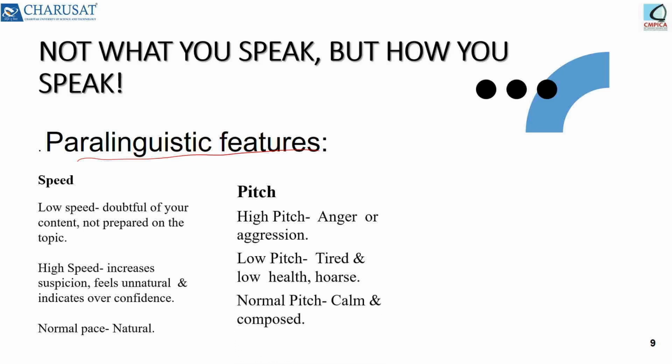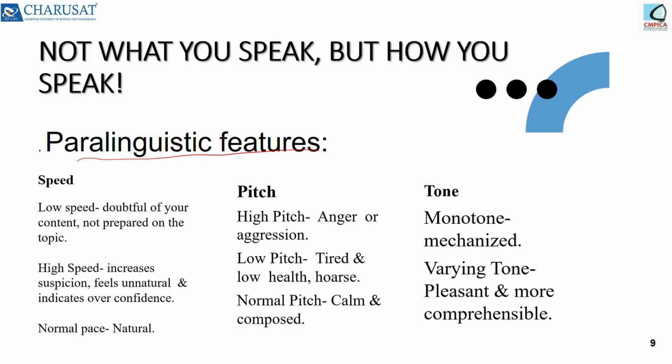And then again, there is a normal pitch, which is very calm and composed. So neither speak very loudly nor speak very swiftly, right? But speak at the natural pitch that you possess. Then comes the tone, monotone and varying tone, right? Monotone is, as I want to read this presentation, I would read that paralinguistic features are not what you speak, but how you speak. Paralinguistic features has speed, has speech, and has tone.